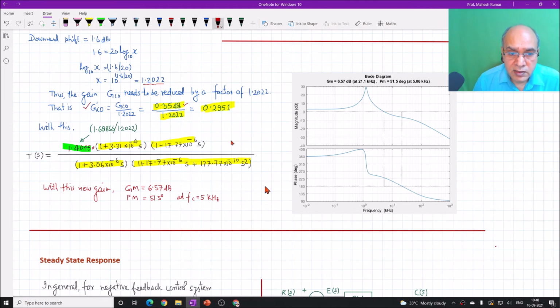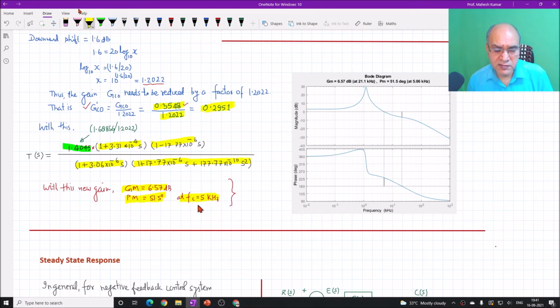Then we will see the overall gain margin for this system is 6.57, which is positive and acceptable, and the phase margin is 51.5 at the gain crossover frequency of 5 kHz, which is what we have designed. So this is quite a stable system.